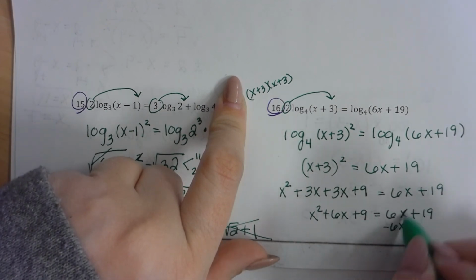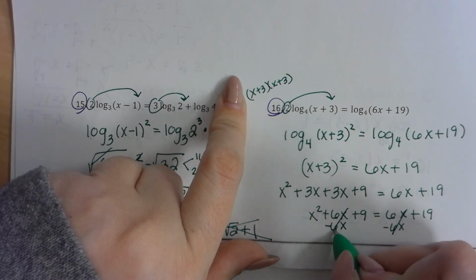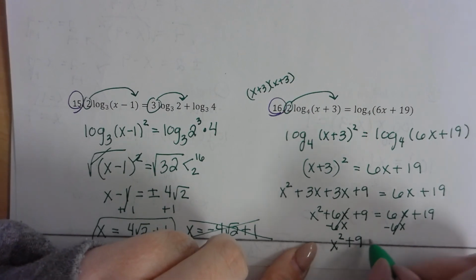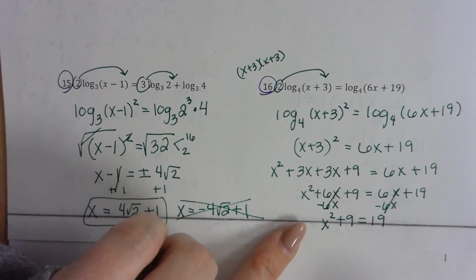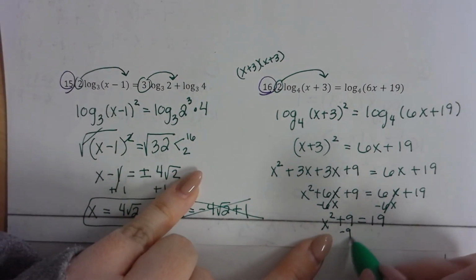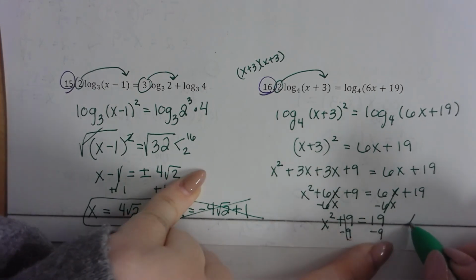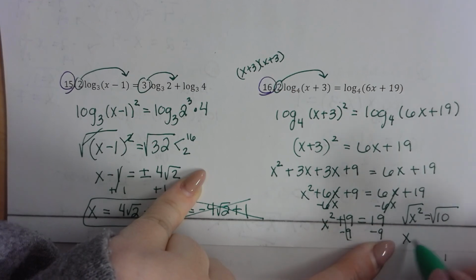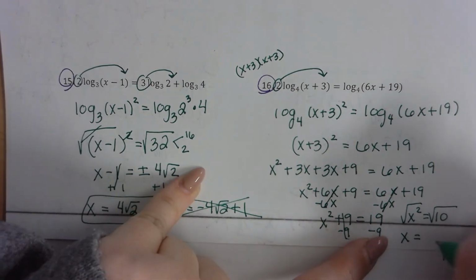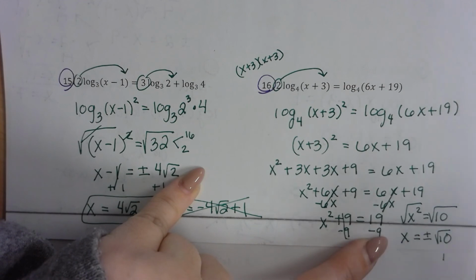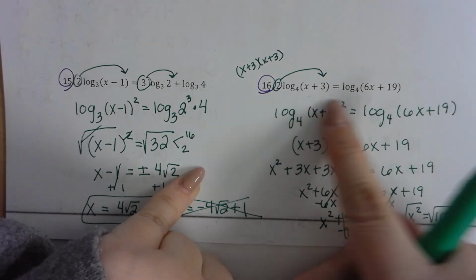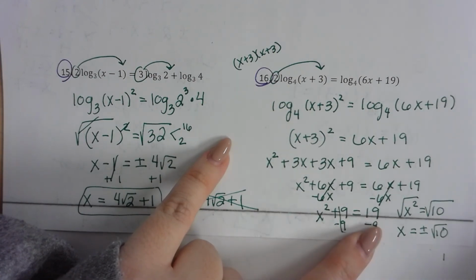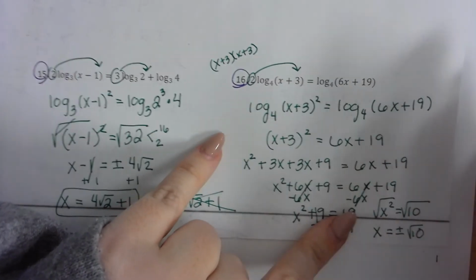Get our x's to the same side. The x's cancel out. So that gives us x squared plus 9 equals 19. Subtract 9 from each side. We get x squared equals 10. Square root, square root. 10 cannot simplify, so we get plus or minus root 10. But if I had a negative root 10, that's going to make this negative, which is not okay. So it is actually just the positive.